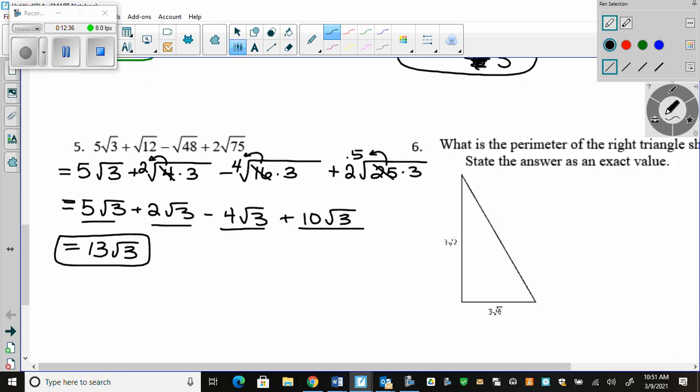Well, those didn't come out very well in the print off. Is it 3 root 2 and 3 root 6? Okay. So, what is the perimeter?